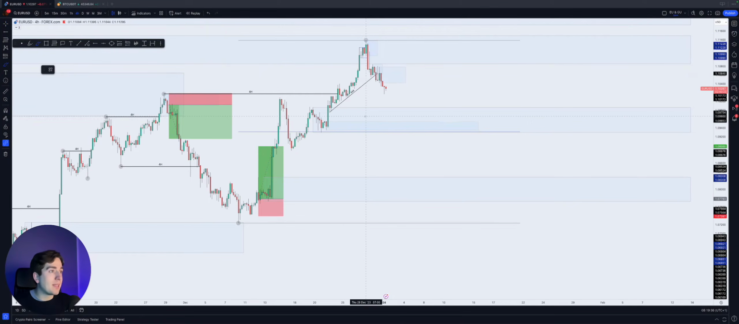Then if we, let's say, break this zone and we don't see any bullish momentum come in towards the market, then I do think we will see this refined area of demand over here at around 108 very, very soon. So that is it on euro dollar.